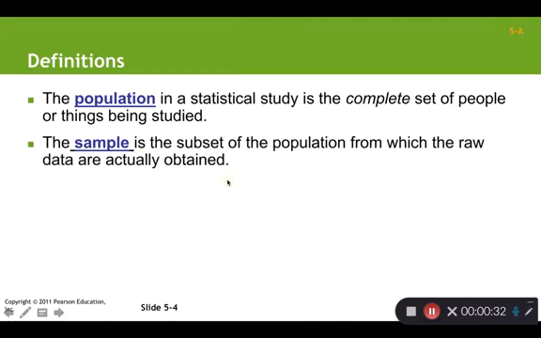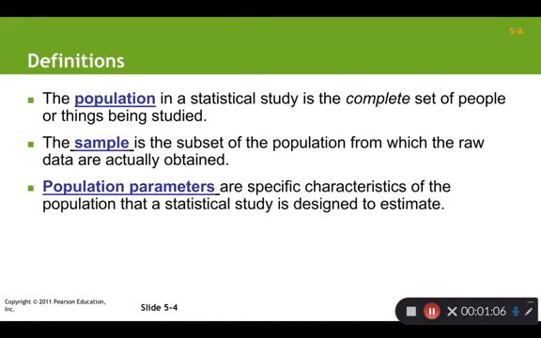But it's almost impossible to actually get the entire population or ask everybody in a population in a study. So instead we have to collect a sample, which would be a subset of that population from which our raw data is actually going to be obtained. So on the UCA campus, I could pick 50 people to ask. I could ask 100 people to participate in a survey. That would be the sample, the 100 people. Population would be all UCA students.